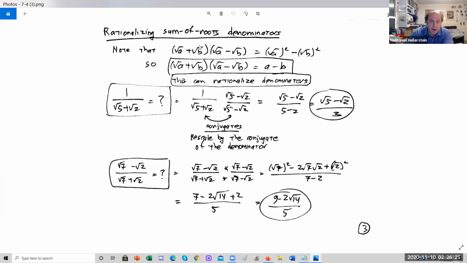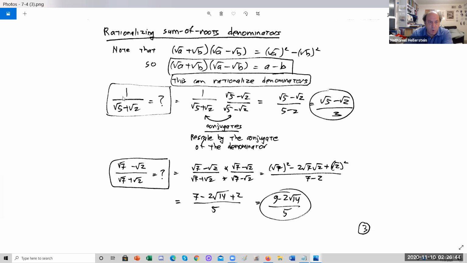Now, you may recall that a sum times a difference is a difference of squares. If these are square roots in here, then these will cancel out to get an a minus b. So a sum of roots times the difference of roots is a difference. You can use this to rationalize denominators.